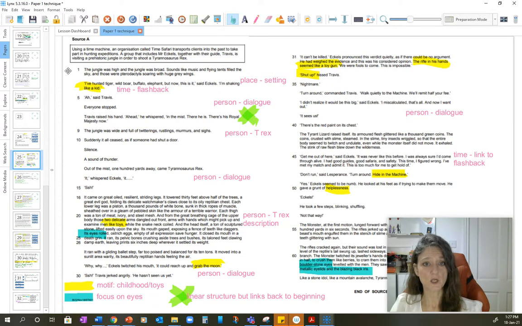Using a time machine, an organisation called Time Safari transports clients into the past to take part in hunting expeditions. A group that includes Mr. Eccles, together with their guide Travis, is visiting a prehistoric jungle in order to shoot a Tyrannosaurus Rex. So that's given us the context we need because it is the middle of a short story. So this is what's happened so far. And they've just arrived there and they're just coming out of the time machine.